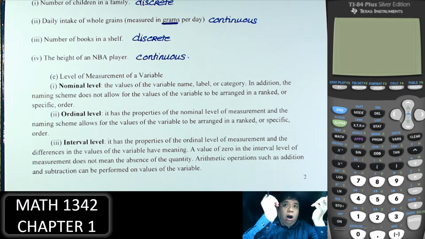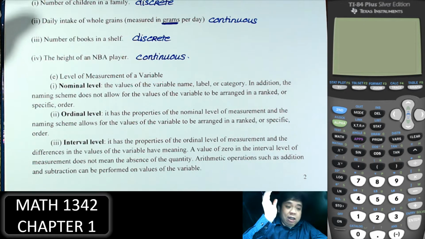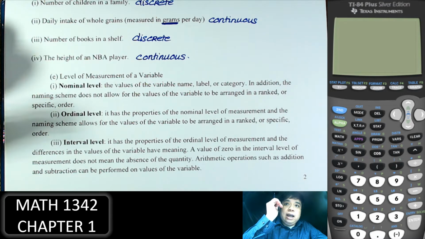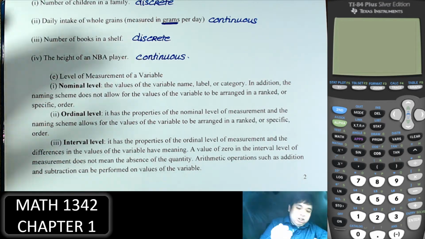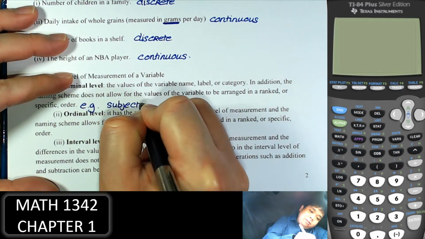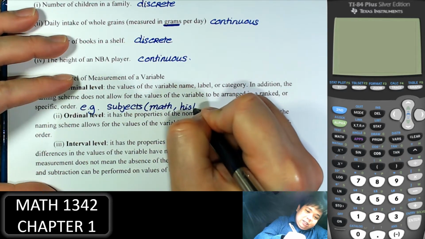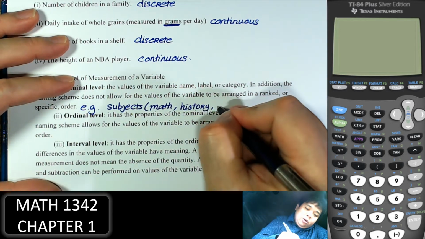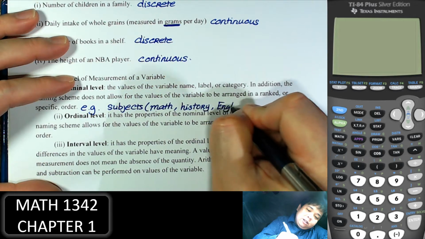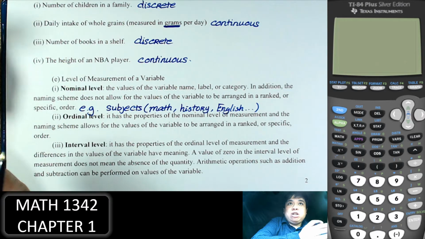Or also the month of the year. Well, that's different, even though there is a system to rank them, so the month of the year is not nominal. But the subject is, we cannot rank the subject. So an example of this is the subjects such as math, history, or English. We cannot rank them, you cannot say something is more important than the other.